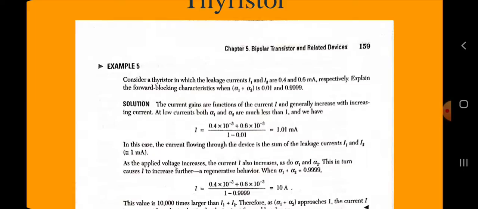In this case, the current flowing through the device is the sum of the leakage currents I1 and I2, which is nearly equal to 1 milliampere. As the applied voltage increases, the current I also increases, as do alpha 1 and alpha 2. This in turn causes I to increase further, a regenerative behavior, when alpha 1 plus alpha 2 is equal to 0.9999.